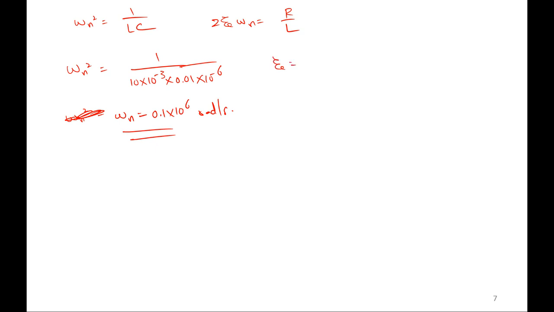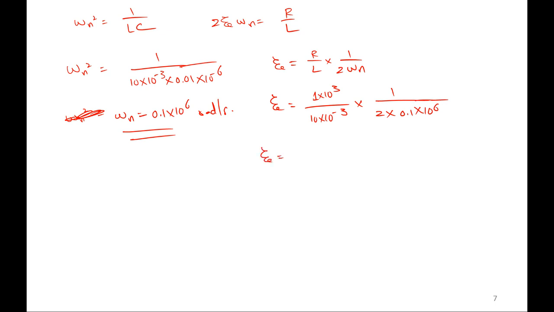So zeta is equal to R by L into 1 by 2 omega n. What is R? R is 1K, which means 1 into 10 to the power of 3. L is 10 millihenry, 10 to the power of minus 3, into 1 by 2 into omega n, which is 0.1 into 10 to the power of 6. So we will calculate this.